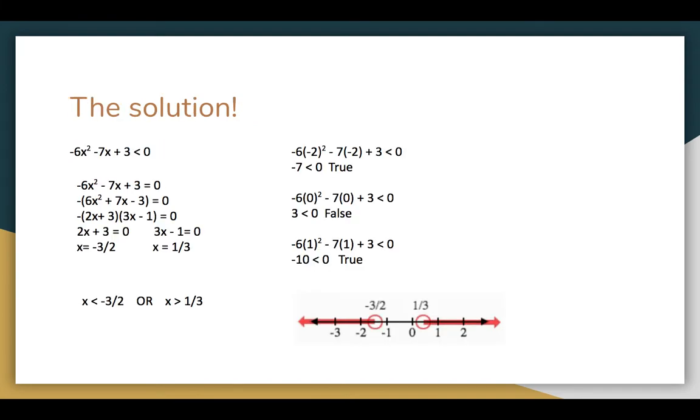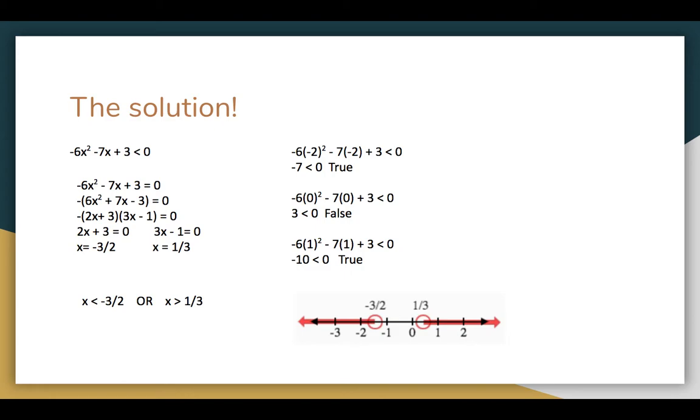All right, the solution. So I changed to an equals, and I factor out the negative, GCF, and then I factored the remaining quadratic, and I get down to x is -3/2 and x is +1/3. So then I put my two circles on -3/2 and +1/3, and I looked at my three intervals. I tested -2 from the first interval, and it was true. I tested 0 from the second interval, and it was false. And I tested 1 from the third interval, and it was true.